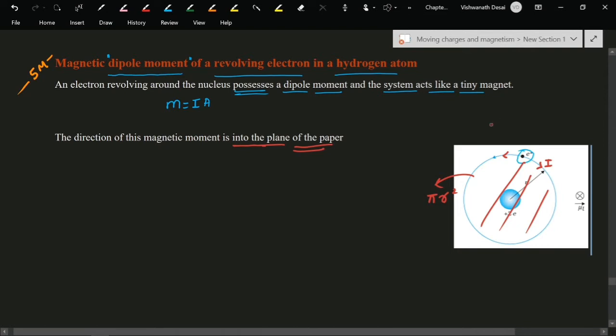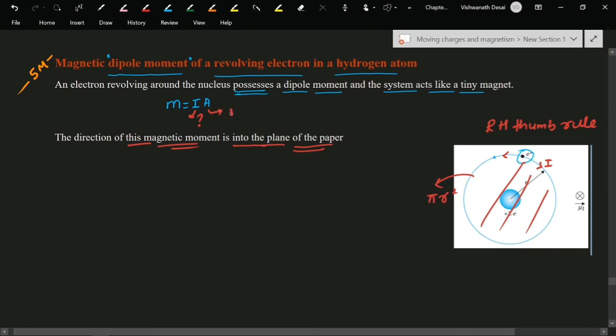We have to apply the right hand thumb rule. We already discussed it in an earlier class, just have a look at those videos and come. So curl your finger in the direction of current, and where the thumb points, inward into the plane of the paper, that is the direction of the magnetic dipole moment.